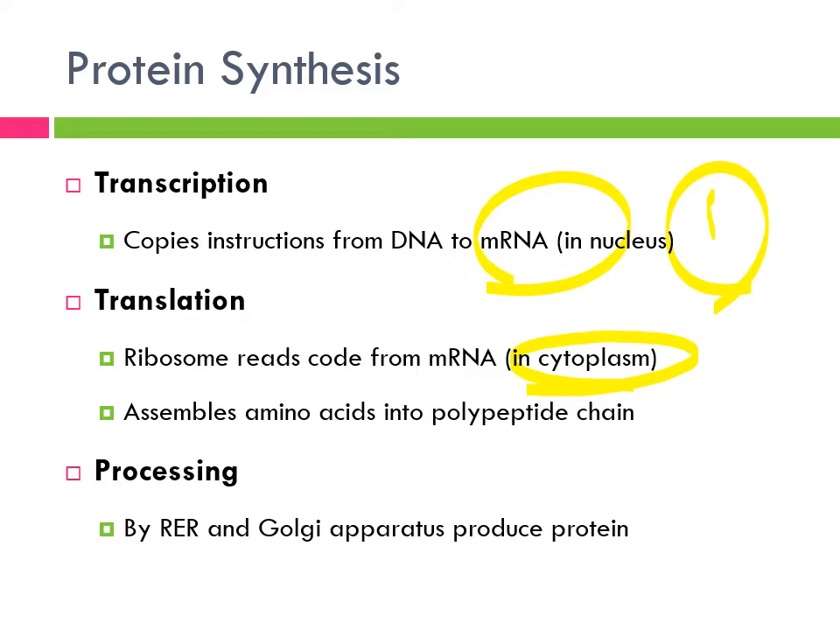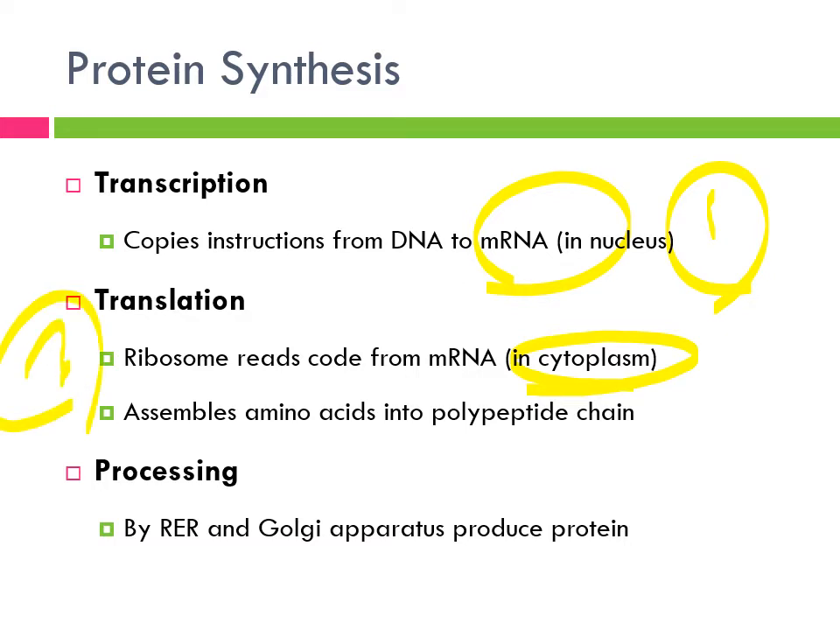Now that it's in the cytoplasm, a ribosome can come, read the instructions in triplicate code, and it can begin to pull in the necessary amino acids that are going to get linked together to create the protein that we have the instructions for. So that's step 2, translation.